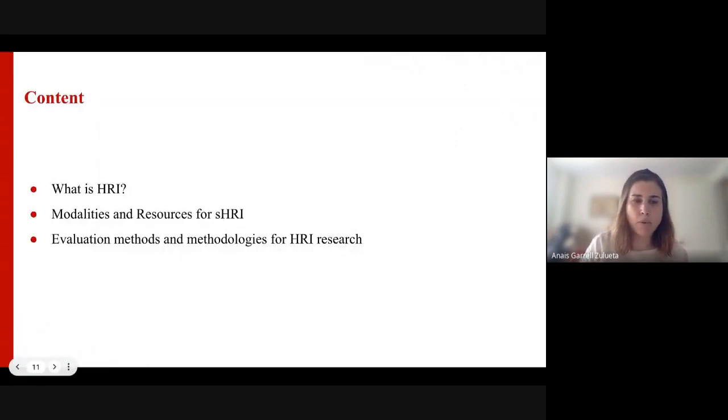So why is it important to know how to do experimentation and evaluation on your interaction? Because maybe you have a super cool algorithm that works really well, but when you apply this algorithm to volunteers, you see that they do not like it. They are not comfortable with the robot's behavior. So we need to evaluate how people perceive our systems and our algorithms.